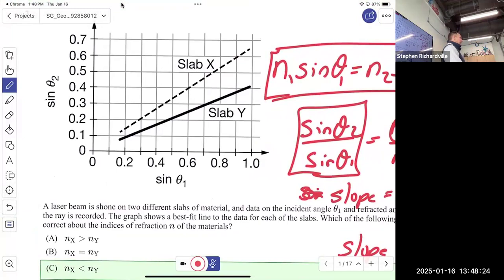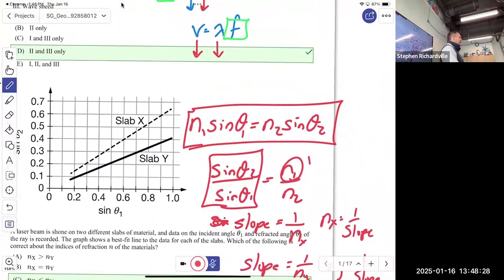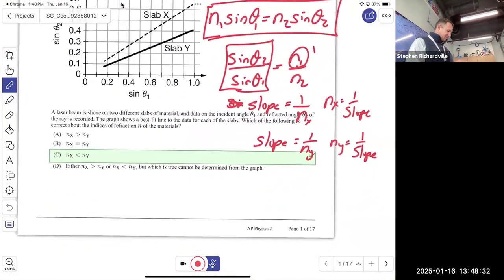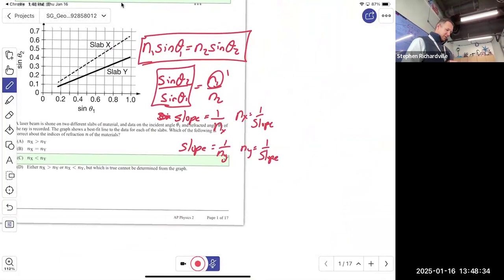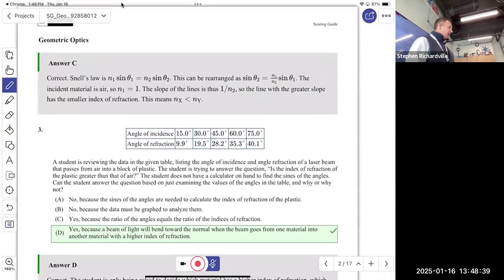I didn't have to know anything really new. Like, all I have to know is Snell's law. I do have to be able to kind of manipulate it a little bit. All right. Next one. D.